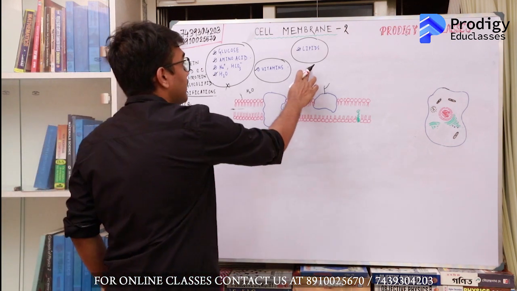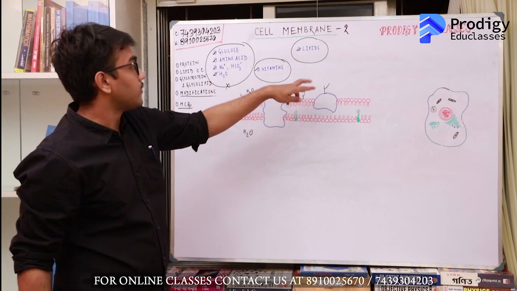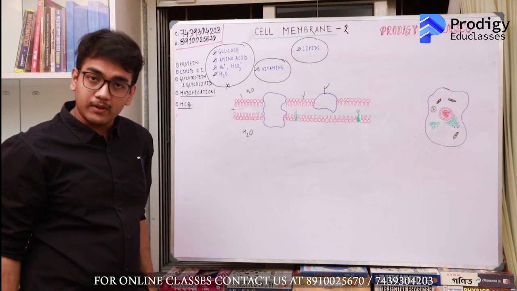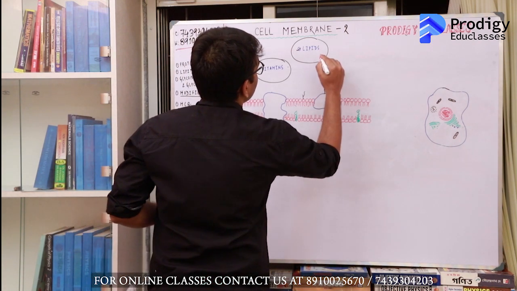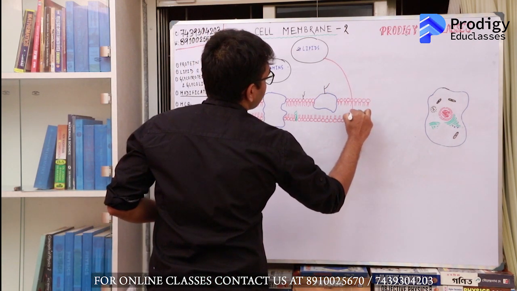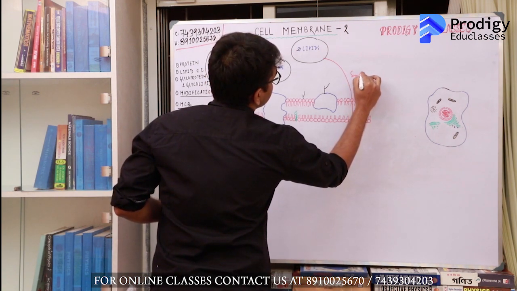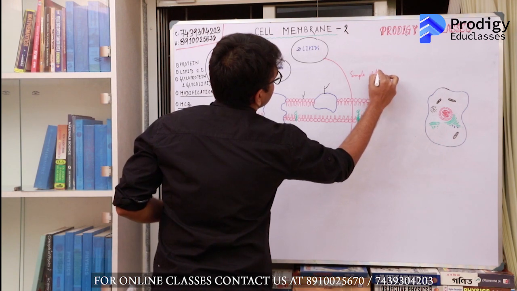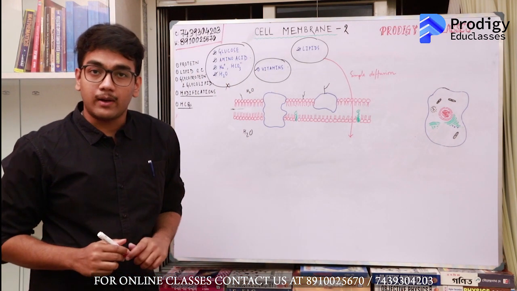Whereas if you look at lipids, lipids will spontaneously pass across this lipid bilayer membrane, as lipids are soluble in lipids. Okay, so if you look at lipids, they will pass from the outside to the inside spontaneously by simple diffusion, as they will be soluble in the cell membrane.